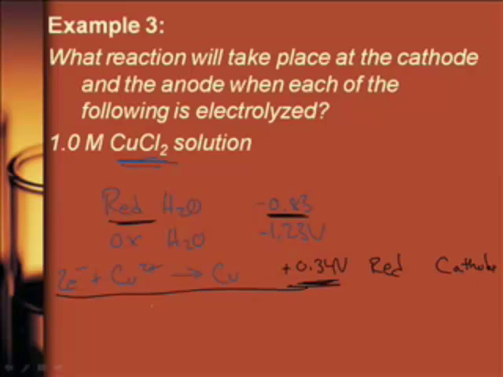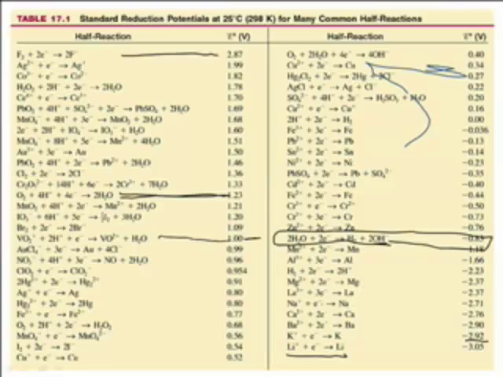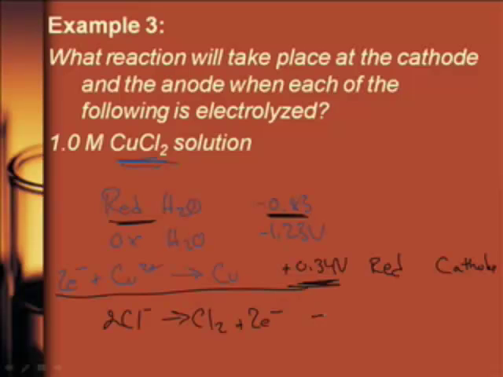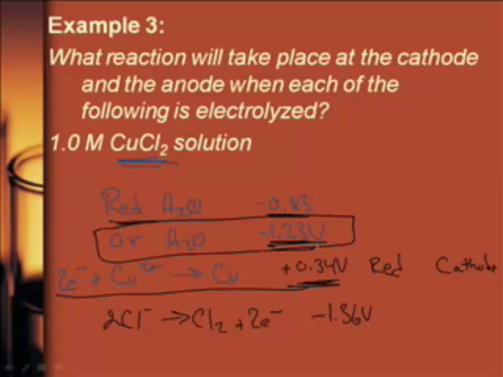My other option will be the chloride going to chlorine gas plus 2 electrons. I don't know this one off the top of my head. Chloride to chlorine is 1.36, but it'll be negative: negative 1.36 volts, and this is oxidation. Negative 1.23 wins. So the water is going to oxidize, and the copper is going to reduce. This will be your anode.